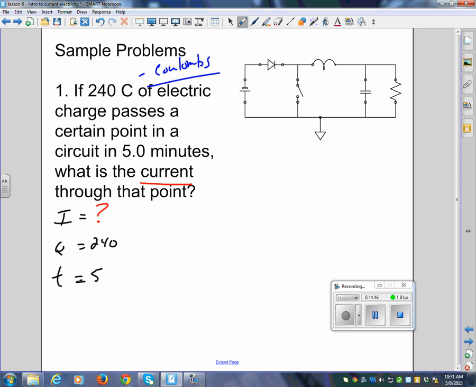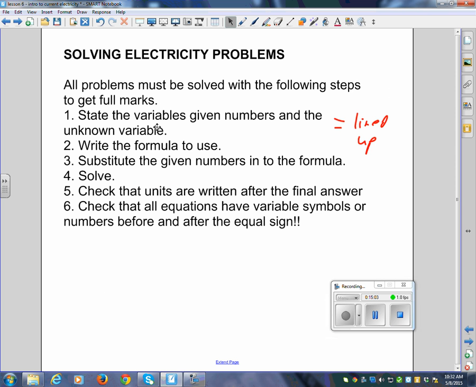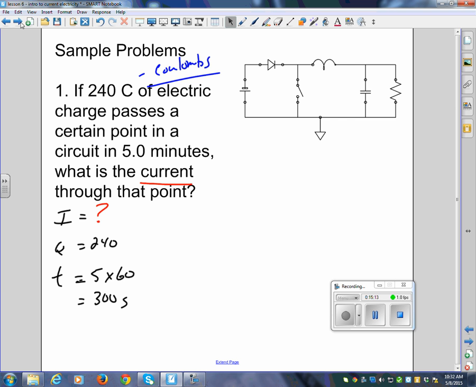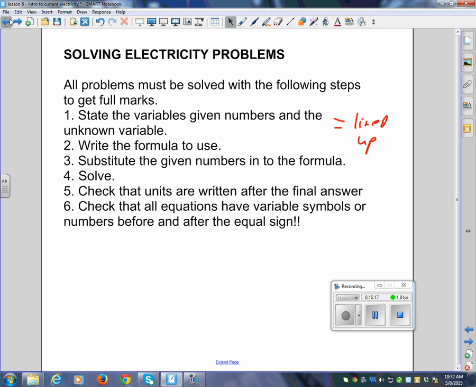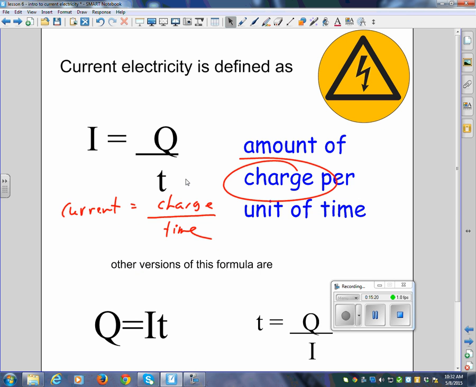Now, unfortunately, it's not given in seconds, so what do we have to do? Take that 5 times 60, and we get 300 seconds. I'll pause for a second there. I'm going to go back to the steps. Have I stated the variables, given numbers and the unknown variable? That's what I just did. Step number 2, write the formula to use. You've only got one up to now. Which one has I equals in it, of those 3 that are all the same? It's this one, right? I equals Q over T.